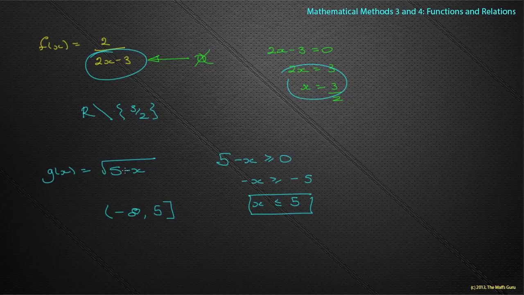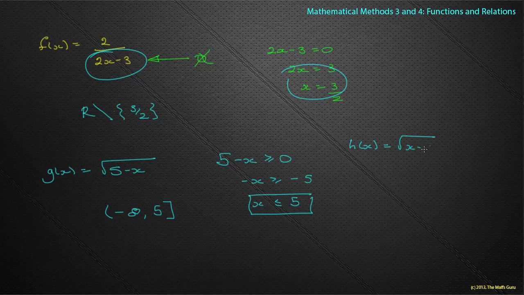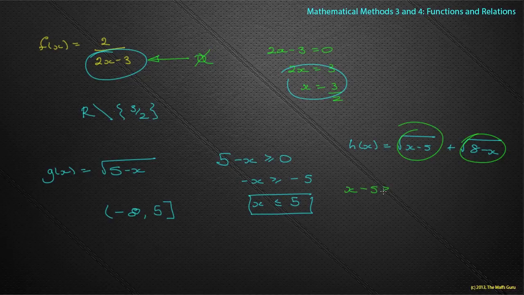And let's just do one more example. If we have h(x) equal to the root of x minus 5 plus the root of 8 minus x, well, the same thing. We're looking for situations. We know that what's under each root can't be negative, right? So we've got to make sure that x minus 5 has got to be greater than or equal to 0, and the same with 8 minus x has got to be greater than or equal to 0.